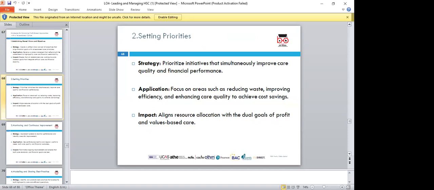There must be a strategy that prioritizes initiatives that simultaneously improve care quality and operational performance, okay? Then we have the application. Focus on areas such as reducing waste, improving efficiency, and enhancing care quality to achieve cost savings. The impact, therefore, will be that you align resource allocation with the dual goals of profit and values-based care. Those are the impacts when you have set your priorities right.